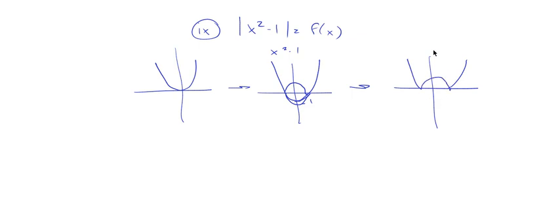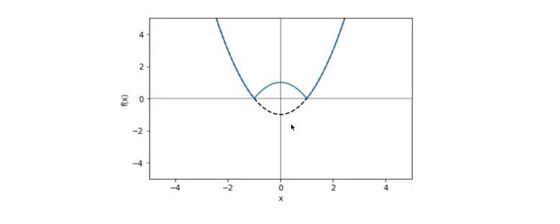So this is f of x, and this is what it looks like. This is x squared minus 1, and the blue one is the one we want. This is the absolute value of x squared minus 1. As you can see, it's the same, but the negative part is reflected on the x-axis.